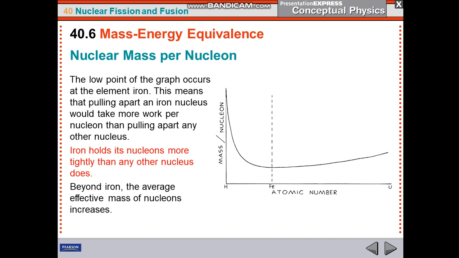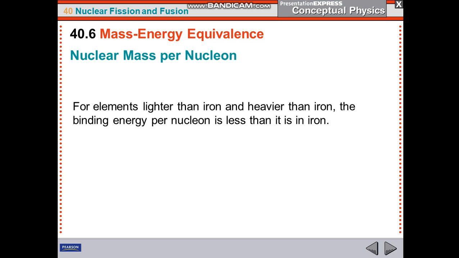Beyond iron, the average effective mass of nucleons increases. So this is actually a kind of exception for the element iron. For elements lighter than iron and heavier than iron, the binding energy per nucleon is less than it is in iron.